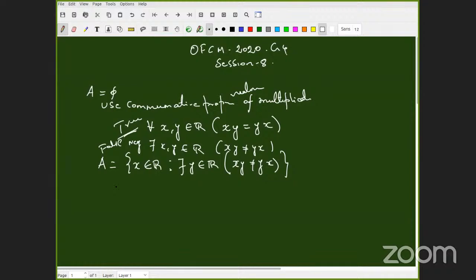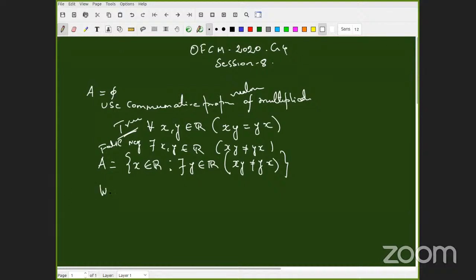I want to prove A is empty. How do I prove A is empty? Rahul, you are there. Please answer it. You are missing the connecting points. If I take an element in A, what does it mean? I'm assuming it's non-empty, and I have to get a contradiction. Do you understand? You are going by proof by contradiction. That's what you have to say first.